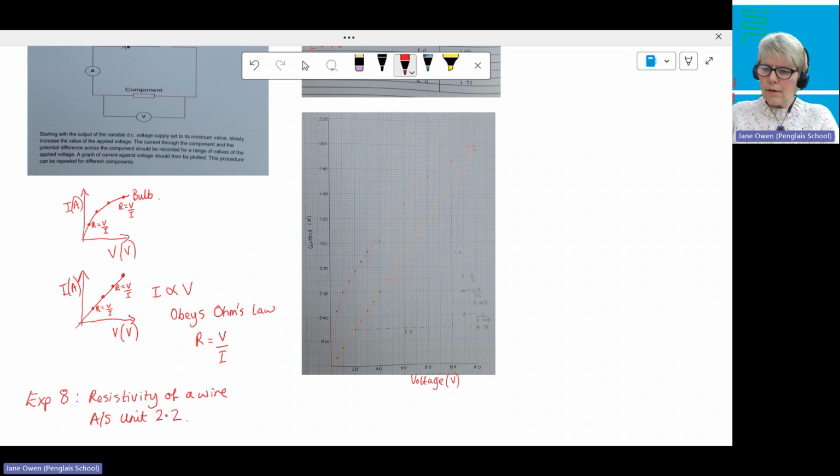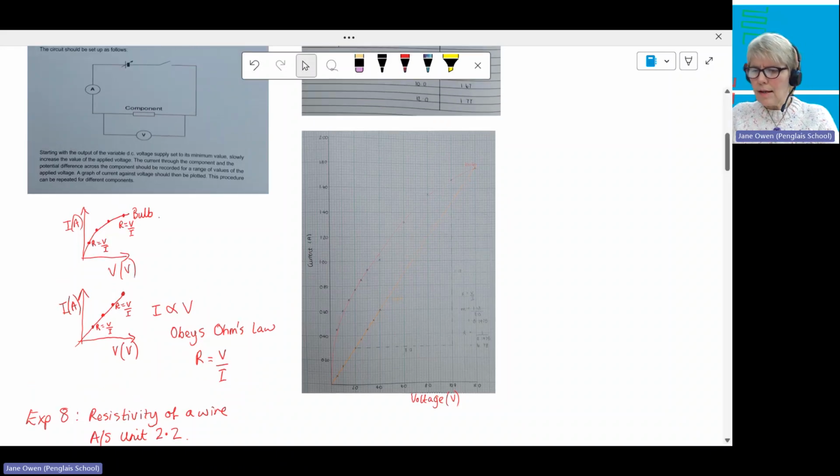Okay, so that's the first experiment. I think you can see that this candidate has done a gradient, and then inverted the gradient to get the resistance. This is not conventional, but it will come up with exactly the same value as if we did it as a point in the case of the resistance wire. It's just a point to note that Ohm's law is the ratio of the voltage to the current.